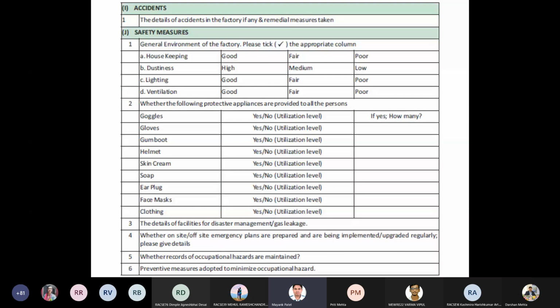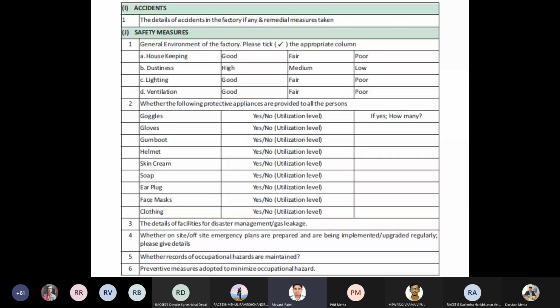What is the housekeeping, dustiness, lighting and ventilation when you visited the company, right? So that you need to tick, you need to give the response, submit the response, as well as the personal protective equipment that are given to the employees. Say for example, goggles, gloves, gumboot, helmet, right? Earplug or face mask or something like that.